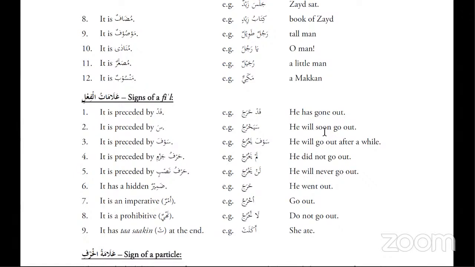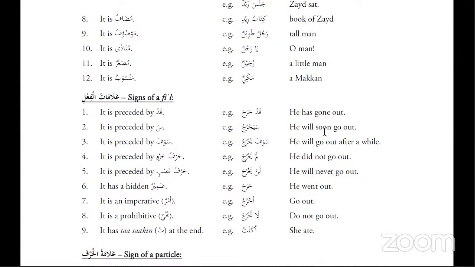Then it's preceded by lam, harfu jazm. So whenever lam comes in front of a word, you'll know that the word is a verb. So lam always comes in front of a verb, not in front of a noun. Lam yakhruj. When it comes, it means negative, it means not.